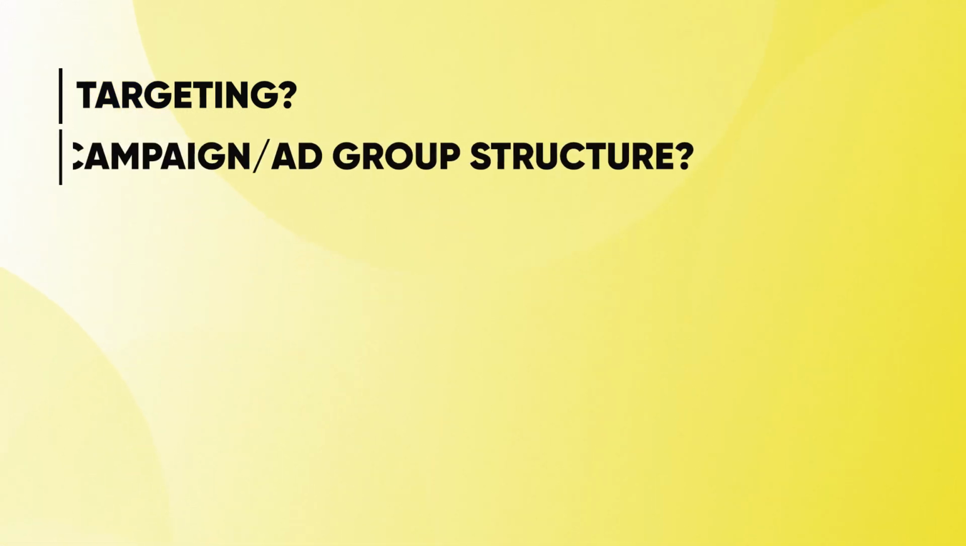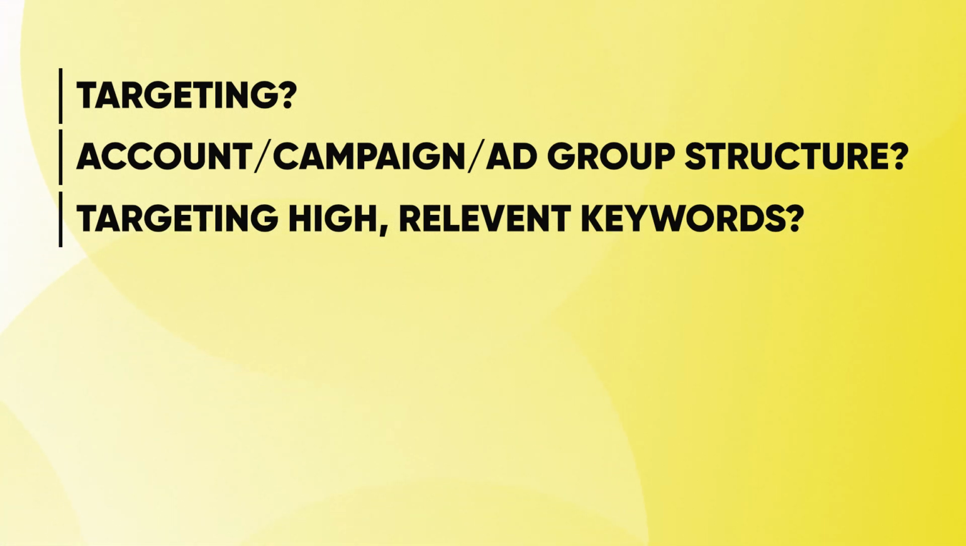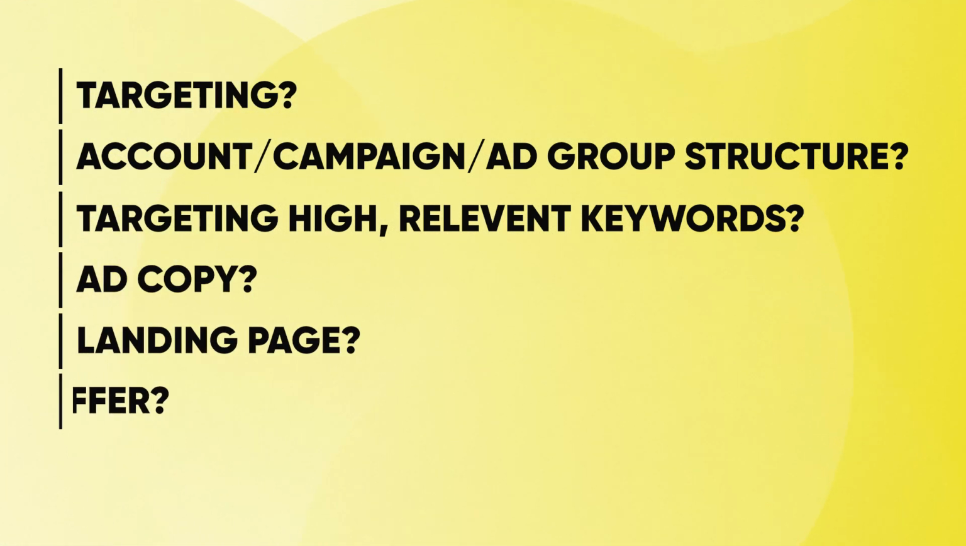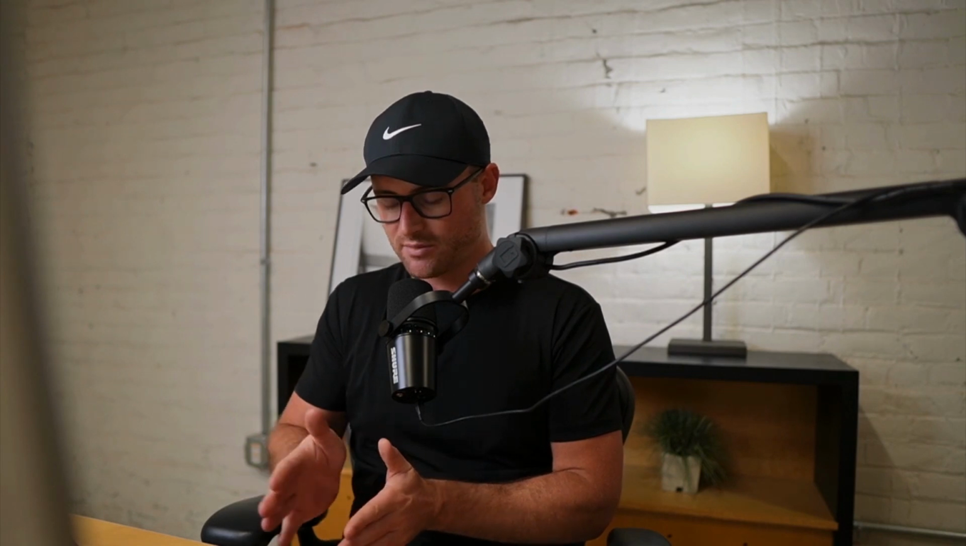What do I do? Well, first, you need to check, is my targeting correct? Is the account structure, campaign structure, ad group structure correct? Am I targeting highly relevant, high intent keywords, good ad copy, good landing page, good offer, good pricing? Okay? If all of that looks fine, then in some cases, you need to start moving into some of these more tactical tricks that I'm about to show.